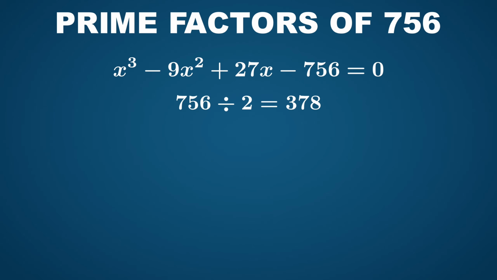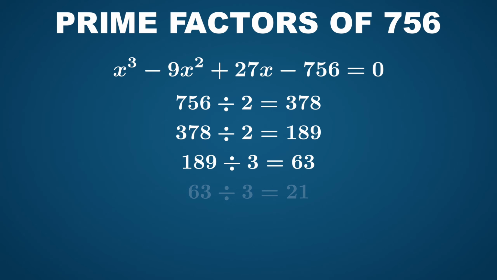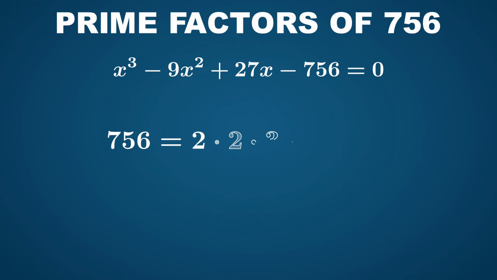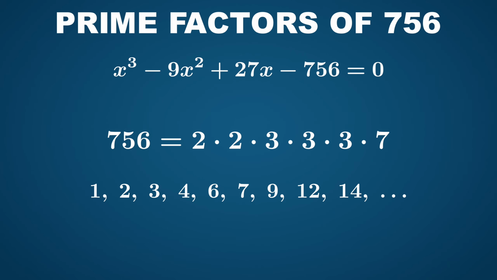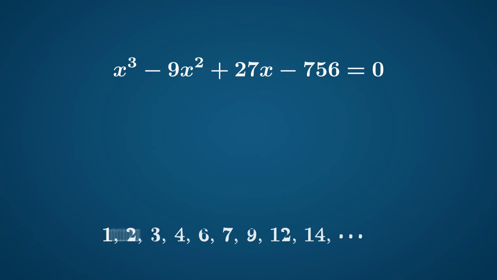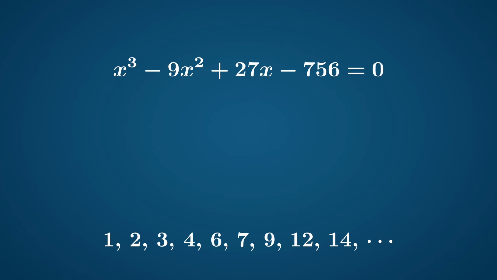Dividing by 2 gives 378, and dividing by 2 again gives 189. Then 189 divided by 3 is 63, and 63 divided by 3 is 21. Finally, 21 divided by 3 leaves us with the prime number 7. So 756 is 2 times 2, times 3 times 3 times 3, times 7. The divisor list starts with 1, 2, 3, 4, 6, 7, 9, 12, and 14.